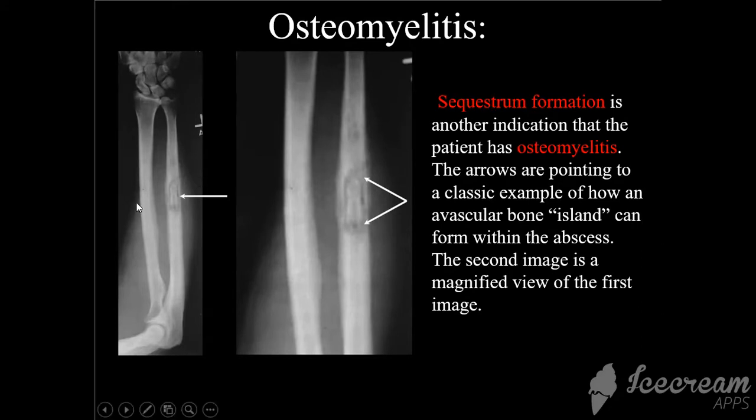Another stage of osteomyelitis, the sequestrum formation, is seen here in the radius and the ulna, in the midshaft of the ulna, and here this is a magnification view. Sequestrum formation is another indication that the patient has osteomyelitis. The arrow is pointing to a classic example of an avascular bone island seen within the abscess or within the bone. The second image is a magnified view of the first image, as we see.